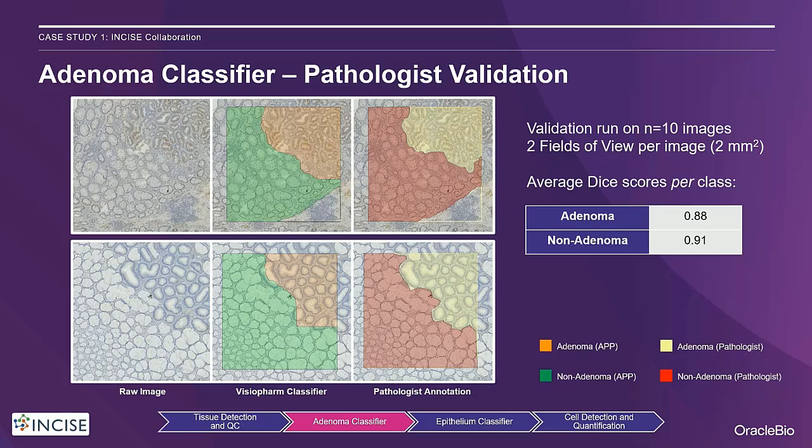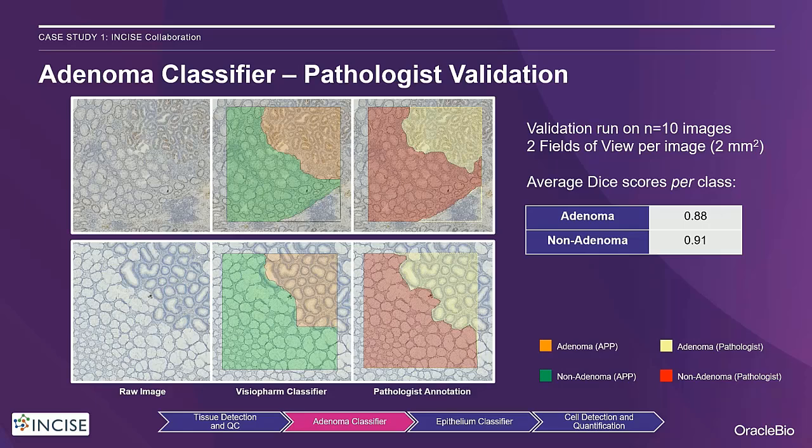So in this particular case, for the adenoma classifier, we selected 10 images at random, and on each of them, we drew two fields of view of approximately 2 millimeters squared. Then we asked one of our pathologists, who was blinded to the classifier training and performance, to annotate for adenoma and non-adenoma within the ROI boxes. Then we ran the classifier within the same areas and calculated the overlap between the pathologist ground truth and the classifier overlay for each class, both adenoma and non-adenoma.